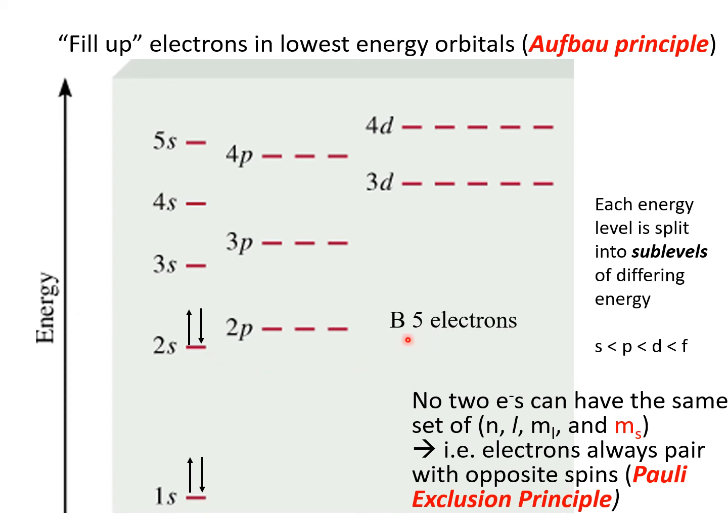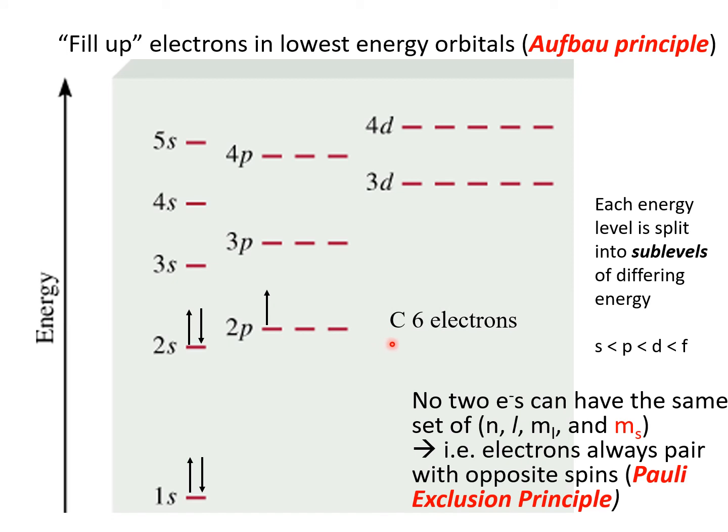Next, we have boron, which has 5 electrons, and in this case, the fifth electron goes in the next lowest energy atomic orbital, which is the 2p atomic orbital, and again, it gets placed spin up, or spin plus a half. And so the electron configuration for boron is 1s2, 2s2, 2p1. 2 electrons in the 1s atomic orbital, 2 electrons in the 2s atomic orbital, and 1 electron in the 2p atomic orbital.